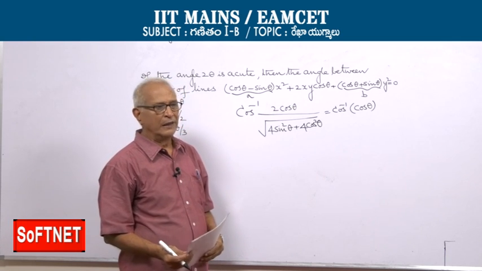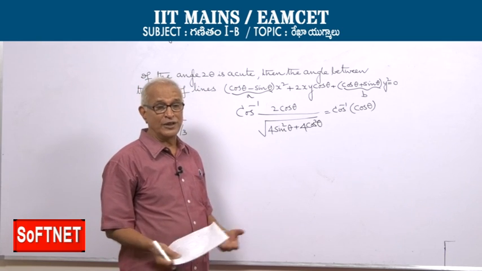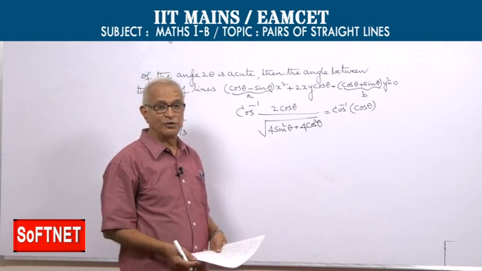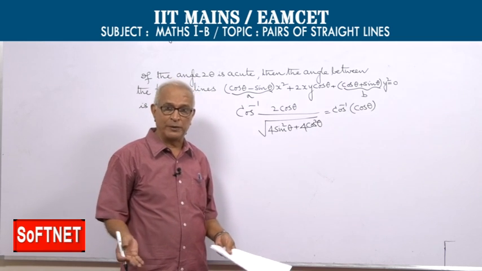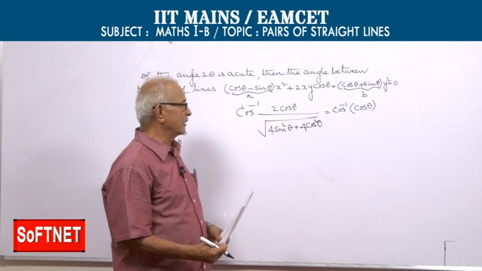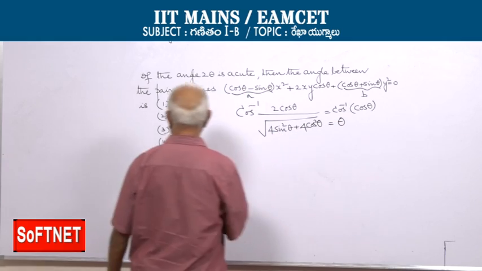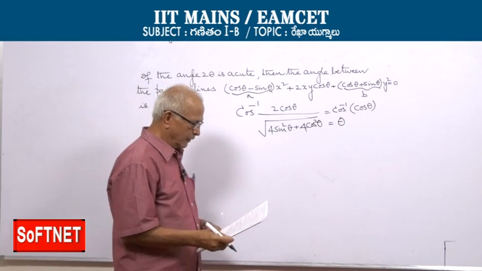which is equal to theta. Because 2 theta is acute, theta also lies between 0 and pi by 2, and 2 theta lies between 0 and pi by 2. In fact, theta lies between 0 and pi by 4. And therefore, the principal value of r cosine cos theta is theta. So that is the angle between the two lines.